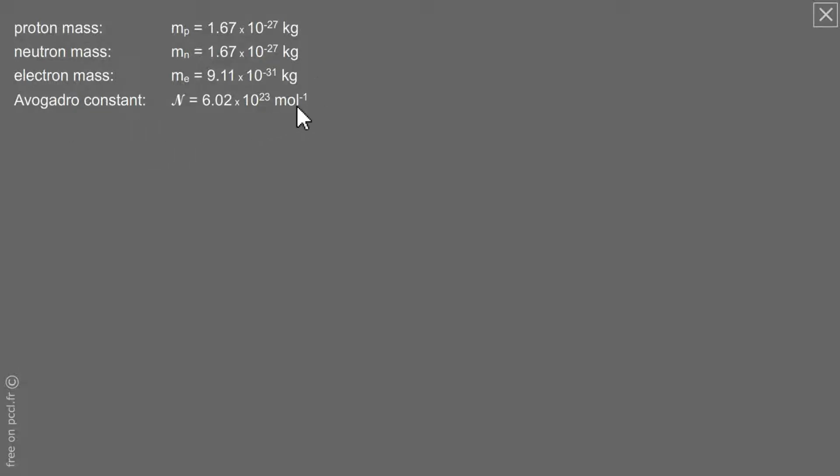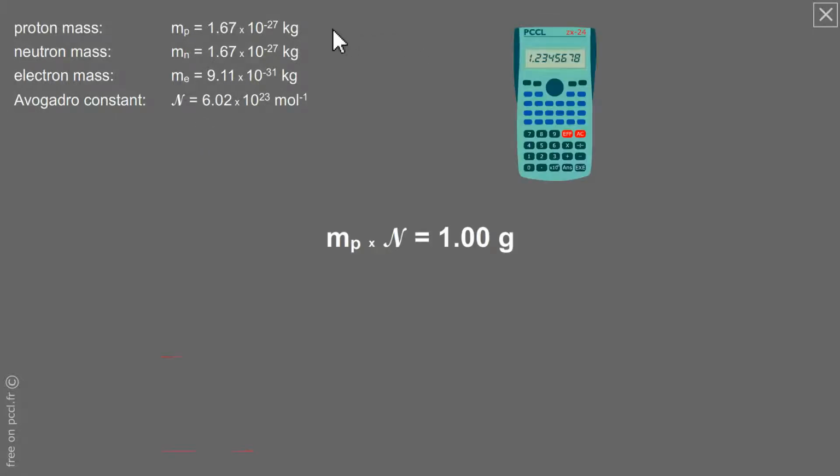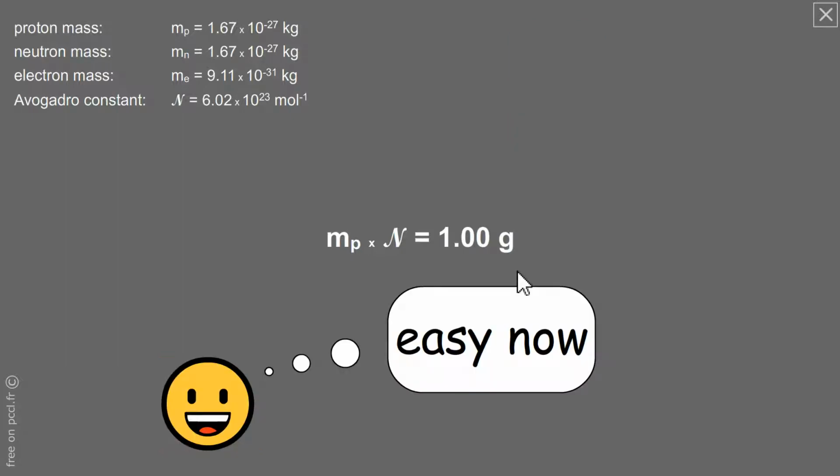Avogadro's constant. Why is this number associated with the other numbers? It is there to simplify everything. Take your calculator. Multiply the mass of the proton by the Avogadro's constant. You get 1 gram. And it becomes very simple.